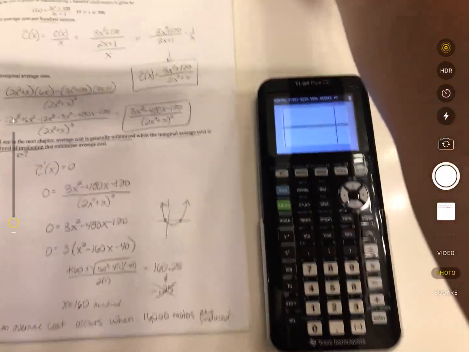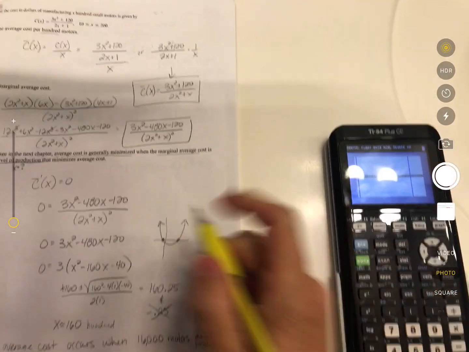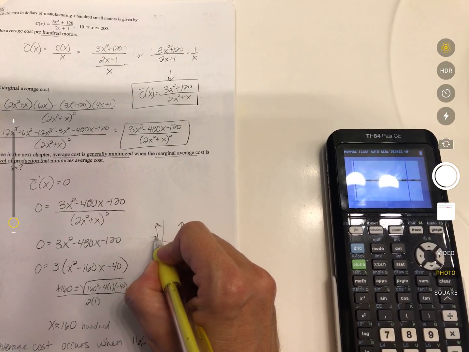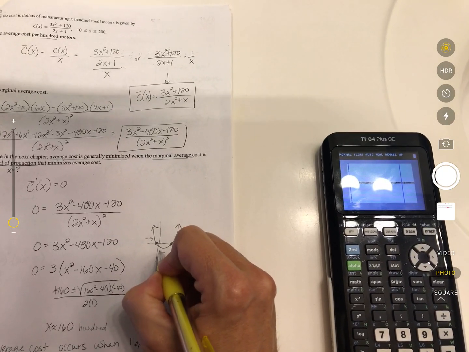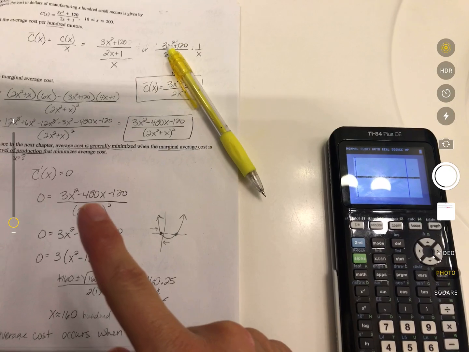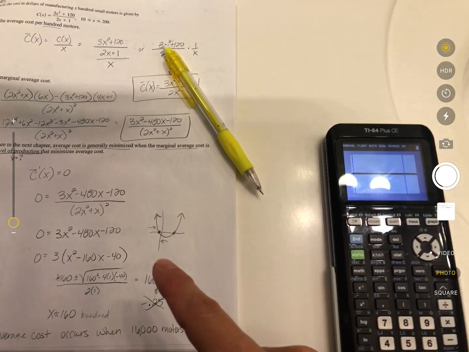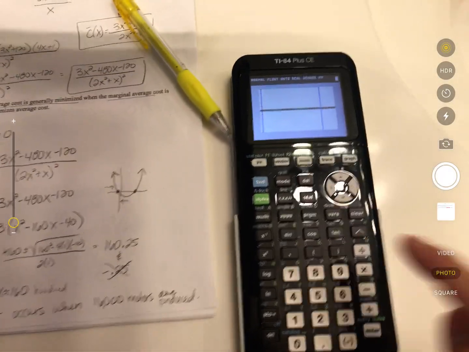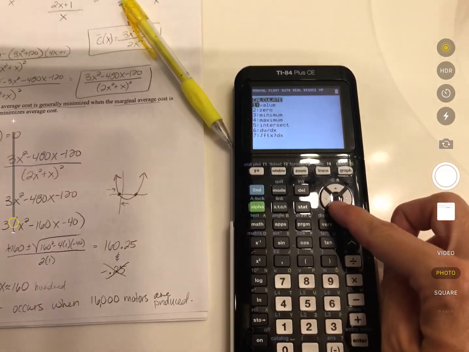Now if I'm looking at this equation and I want to find this 0, it's going to ask me for the left bound. Well, coming from the left, this 0 is on top and to the right of this 0 is on the bottom. So when it asks me for left bound, I'm going to go up to the top and push enter. When it asks me for right bound, I'm going to go below and push enter. We're going to do that to find that 0. Are you ready? All right, I'm going to go second, trace, and choose number 2 for zeros.